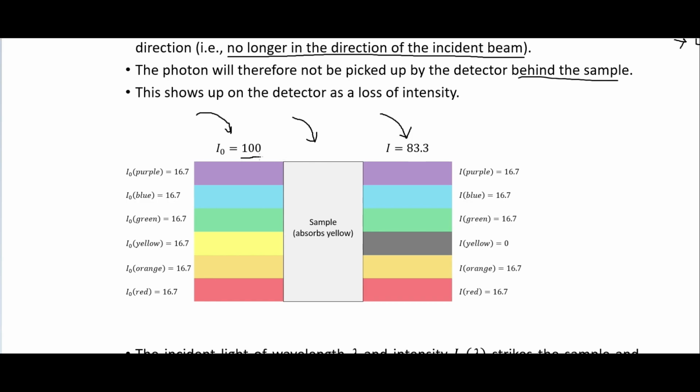So this is at 100. Each of these I put just as the same number, so 16.7. When it goes through the sample, all of these are 16.7 except for our yellow. So it has absorbed the yellow, and so the intensity here has gone down by the corresponding amount. And so that's how we would see this as an absorption, because we know how much light we're putting into it from the incident beam, and then we're detecting how much light is coming out of it.